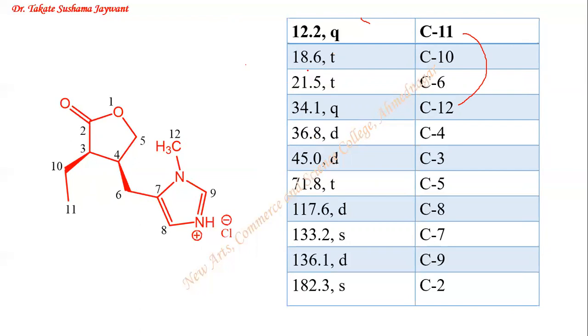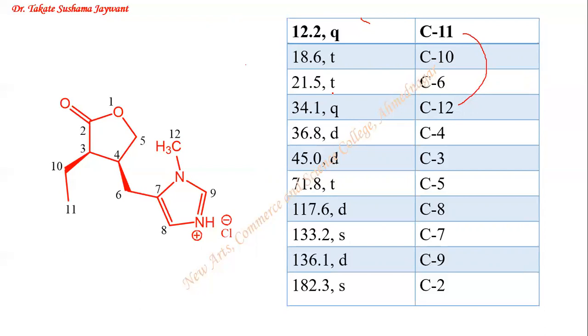18.6 triplet. Now I will look for the triplet carbon atoms. In total we have 3 triplet carbon atoms: C10, C6 and C5. Among these, C5 is attached to oxygen, so it must be the most deshielded triplet. C6 is attached to the imidazolyl ring, so it is attached to an aromatic ring, and plus it is attached to CH, so it must be more deshielded. But C10 is comparatively shielded methylene. So the first triplet, 18.6, corresponds to the C10 carbon atom.